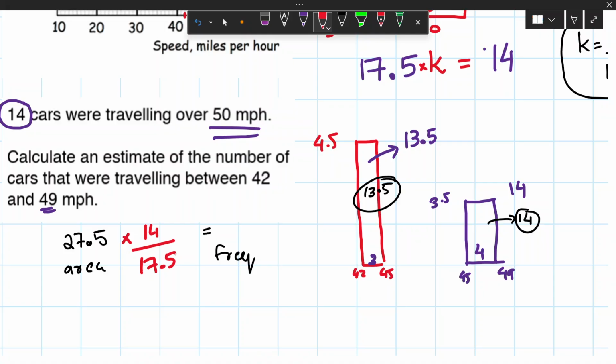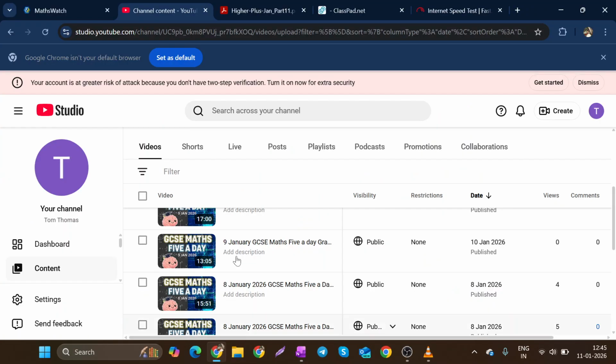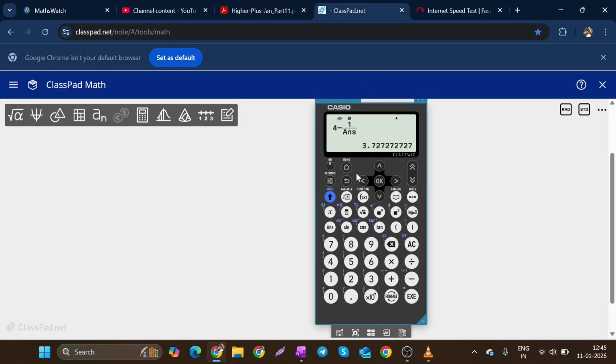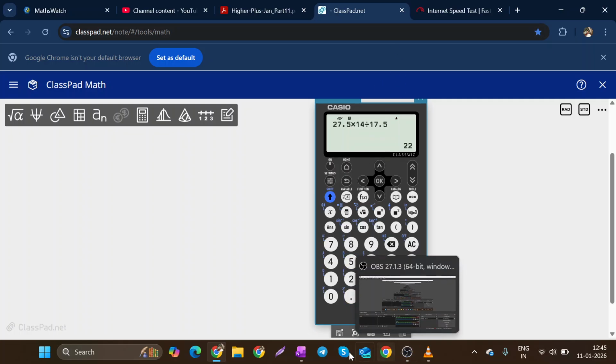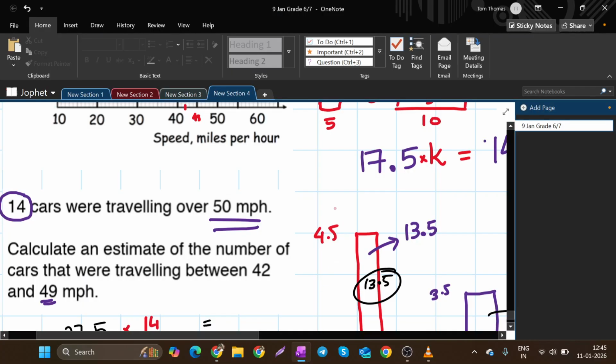So if I bring in 14 over 17.5, and if I grab my calculator, let me times them together, we would get, so 27.5 times 14, and then divide that by 17.5. Do we get a nice answer? Yeah, there we go. We get 22, so the answer would be 22.